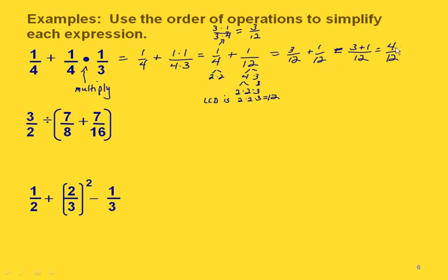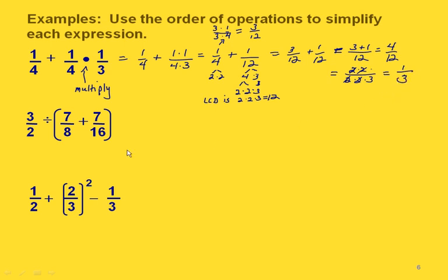Now we need to check and see if this is in simplest form. 4 is 2 times 2, 12 is 2 times 2 times 3, and that means we can cancel out two sets of 2's. Remember that when we cancel everything out here, we still have a 1 left, and that gives us a final answer of 1/3.